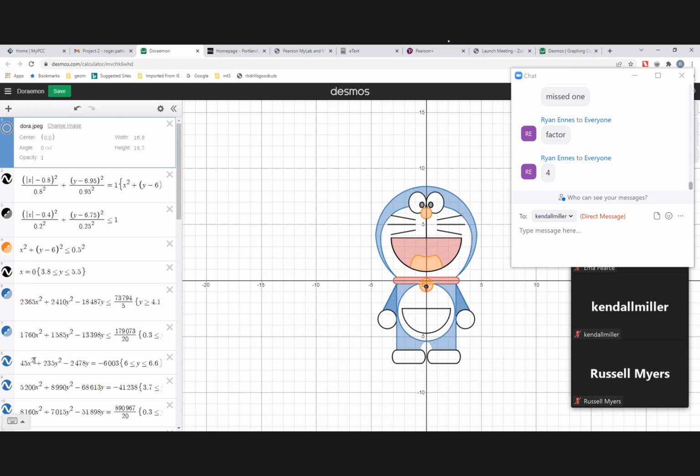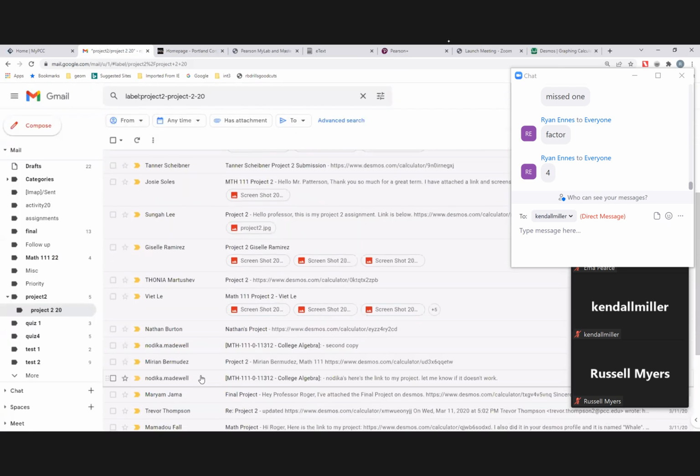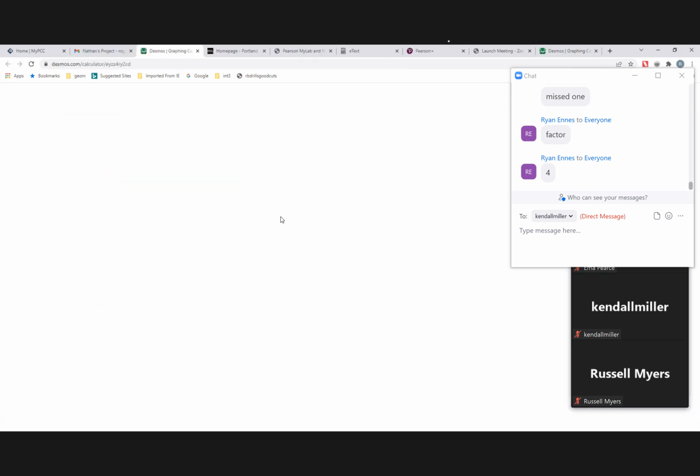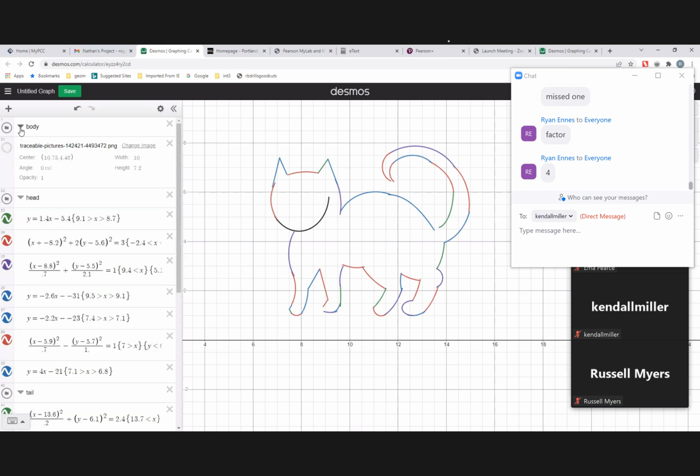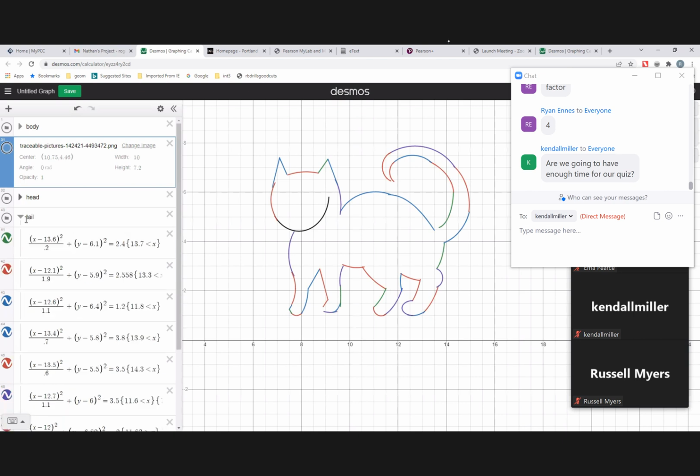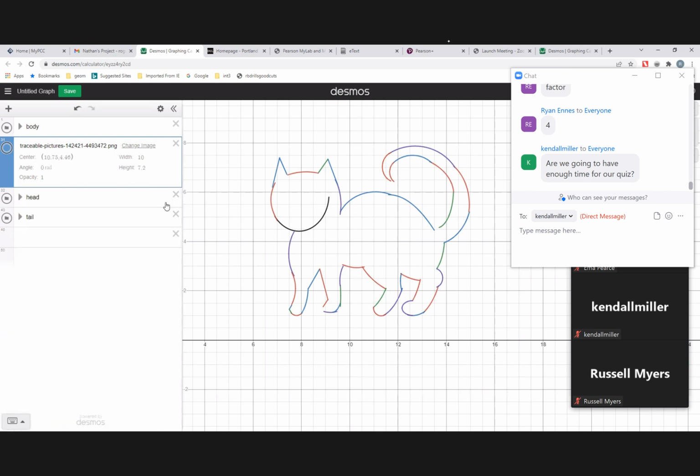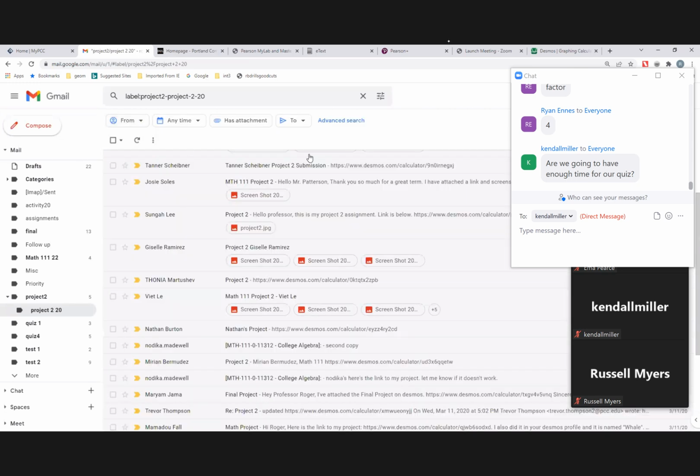All right, so here, now they didn't use folders, so that's one of the things. They got a lot of different things here you're not supposed to use, but I want to show it to you anyway as an example of some things you could do. I don't remember what this one looked like. Here we go. Looks like we got sort of a cat here. Head, tail, body. So the idea is that we're going to create some art using Desmos.